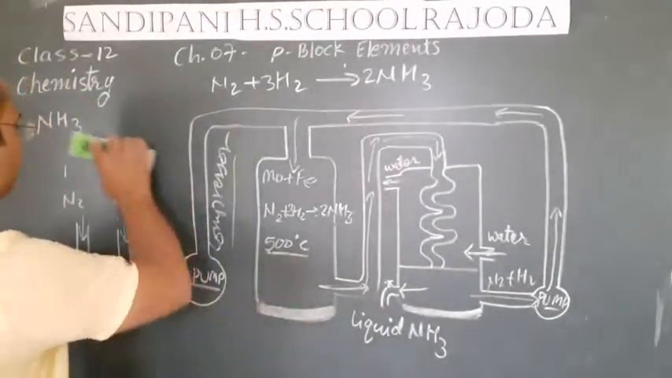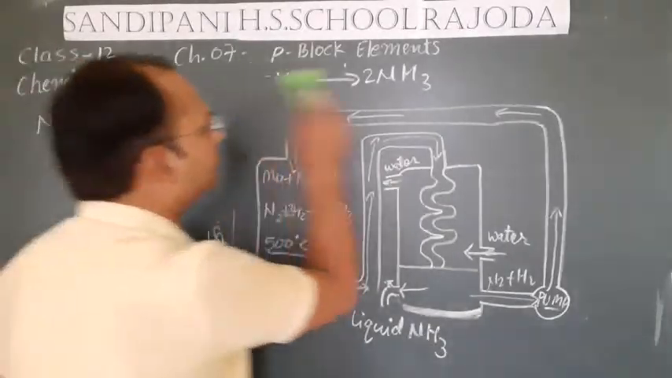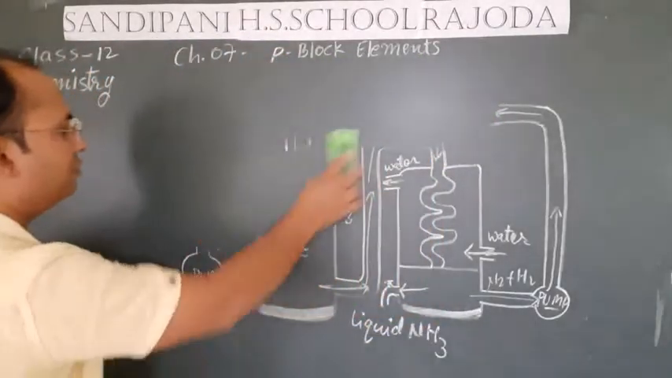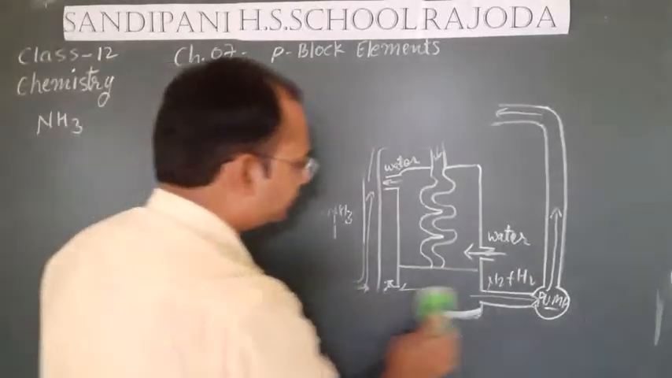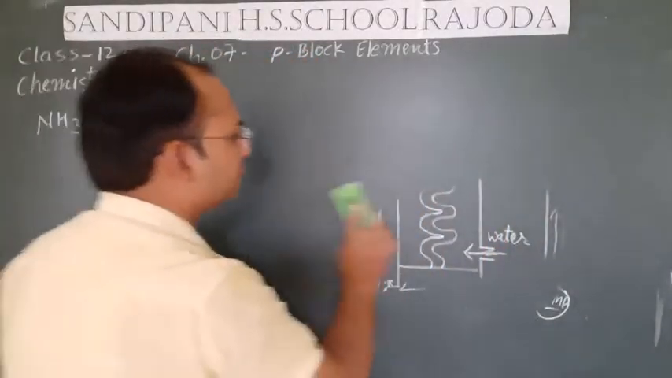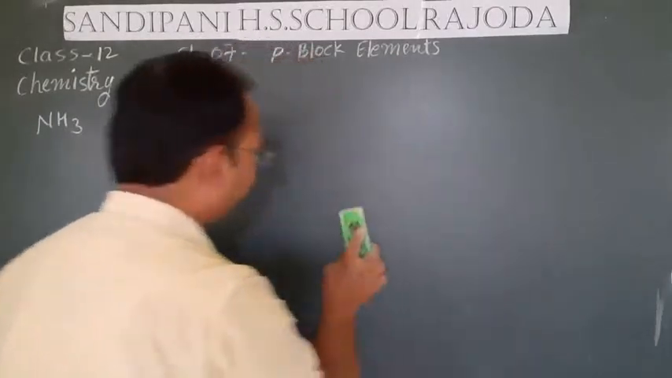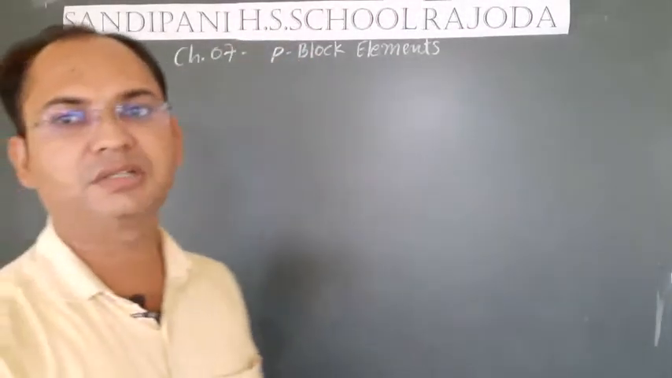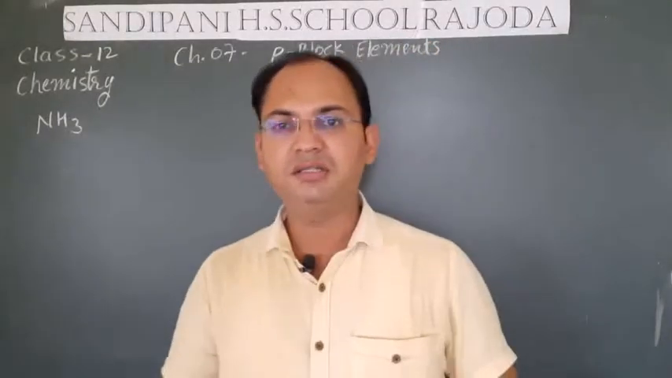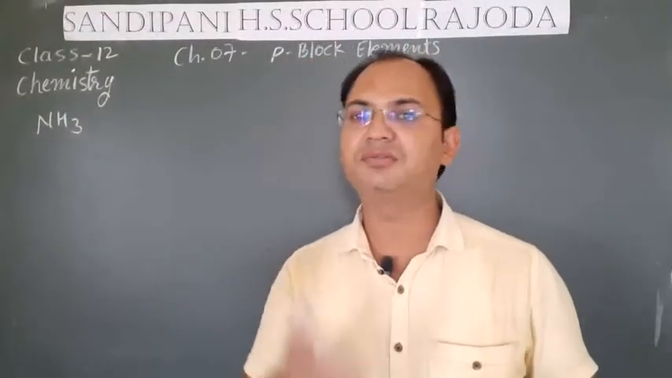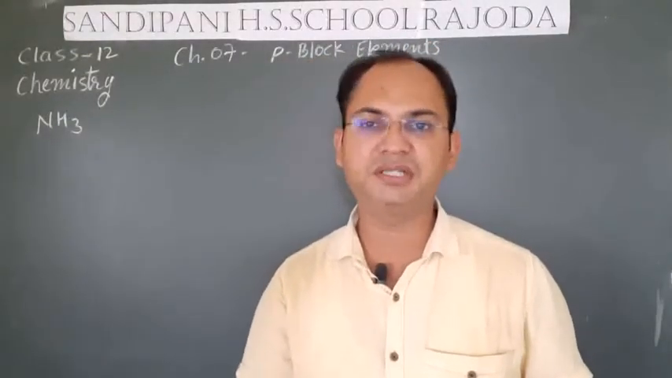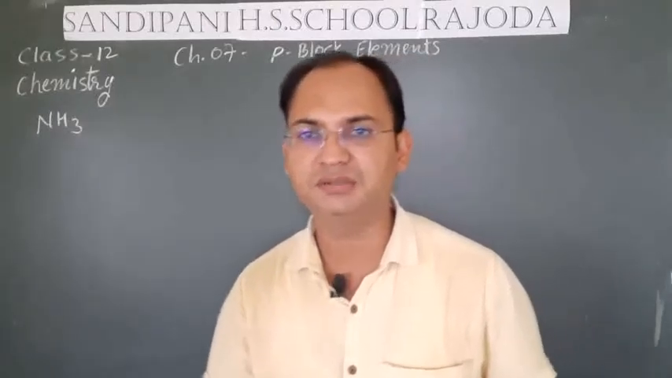Now students, this was all about the preparation method of ammonia. And now the properties of ammonia. If we talk about the properties of any chemical compound, then we divide the properties into two forms. One is physical property and the other is chemical property.